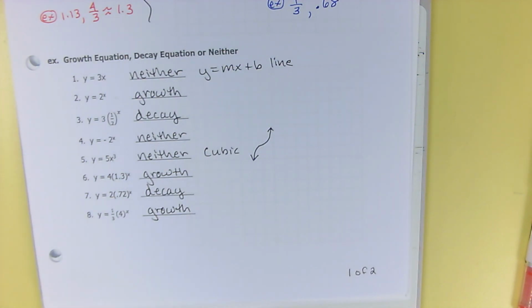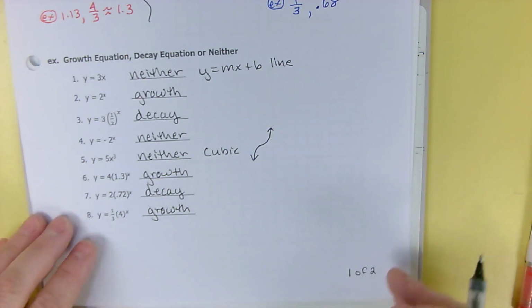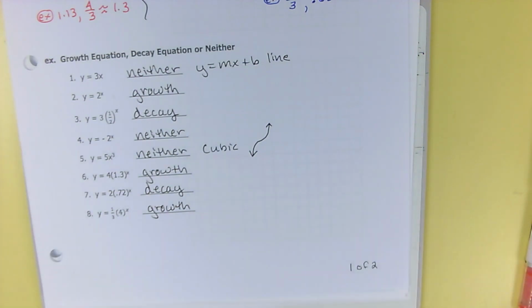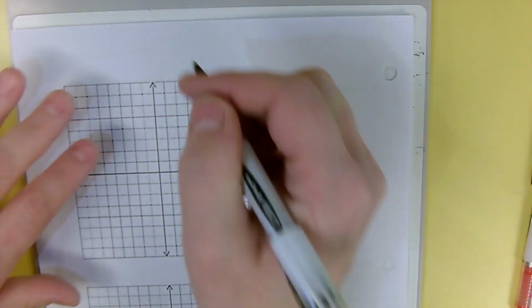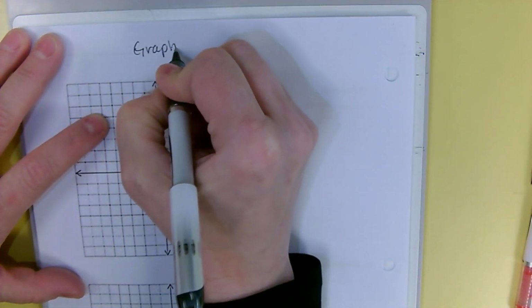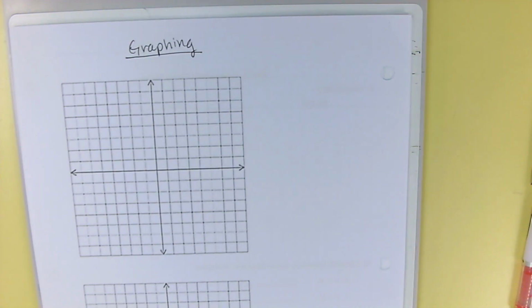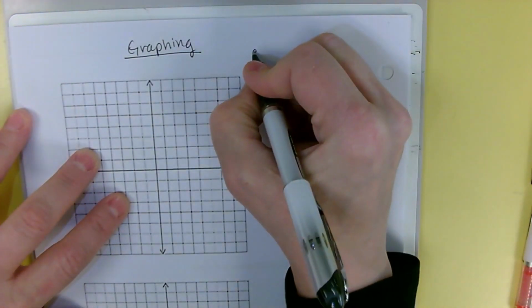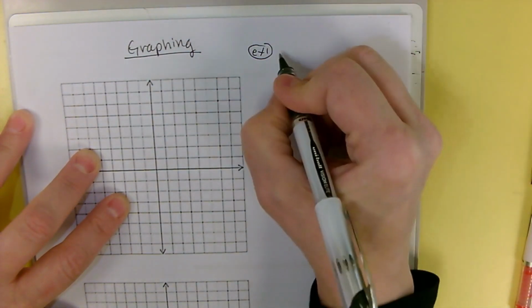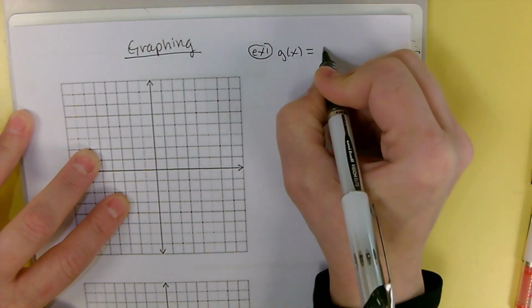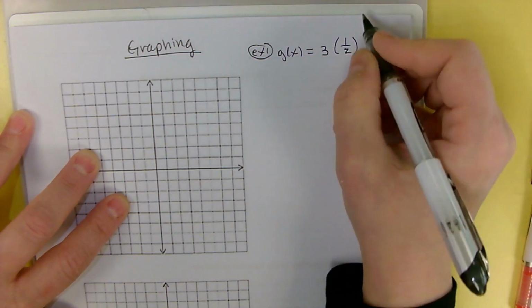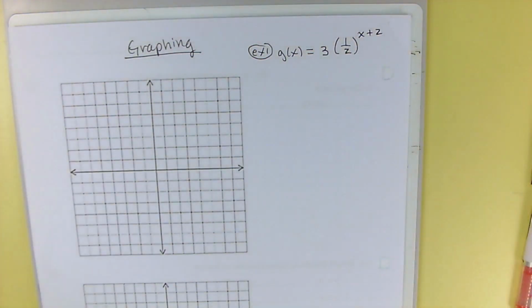Any questions about labeling growth, decay, or neither? Okay, flip your page over. All right, we're going to do some graphing. And this is just like how we did graphing yesterday, except that we're going to graph decay curves instead of growth. So example 1, we're going to graph g of x equals 3 times (1/2) to the power of x plus 2.